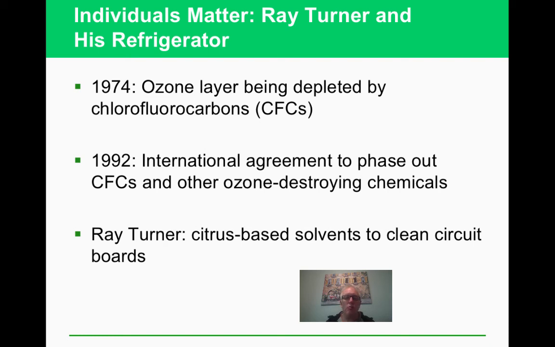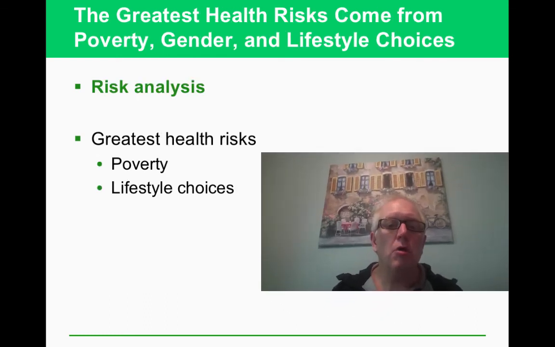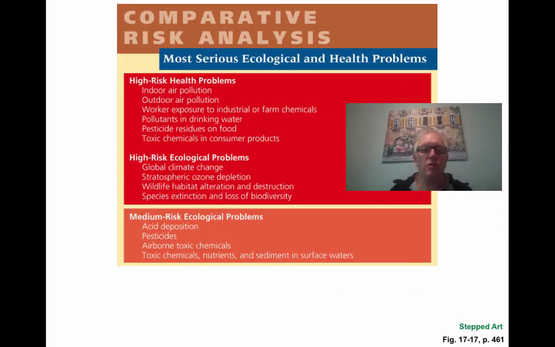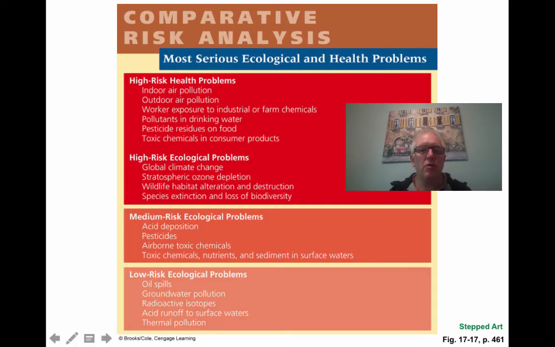The Montreal Protocol. Okay, so risk analysis, again, the biggest thing is poverty, as we've said, and the lifestyle choices that you make. So there's a lot that you can do with your risks, cutting down on your risks. All right, so here are some good things to know here, but indoor air pollution and outdoor air pollution are really high-risk health problems, and something to look out for.